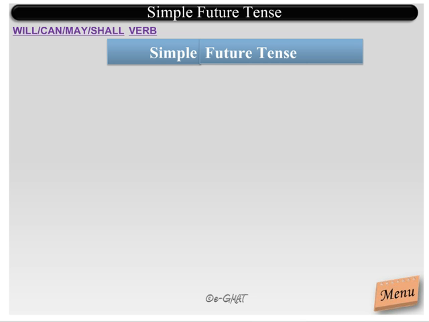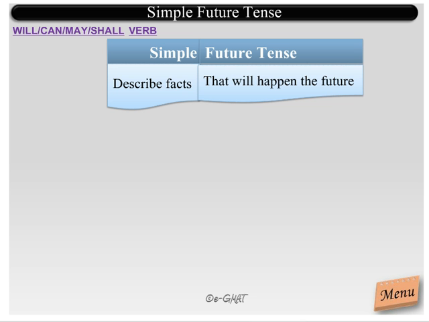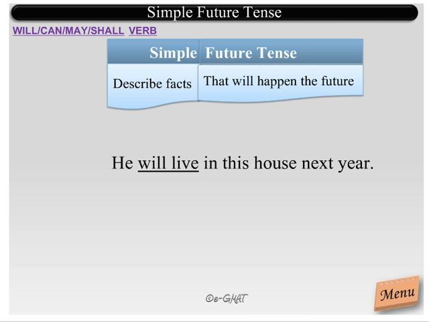Simple future tense describes facts that will happen in the future. For example, he will live in this house next year. Will live is in simple future tense, and this sentence states a fact which is not yet true but will be true next year, that is in the future time frame.